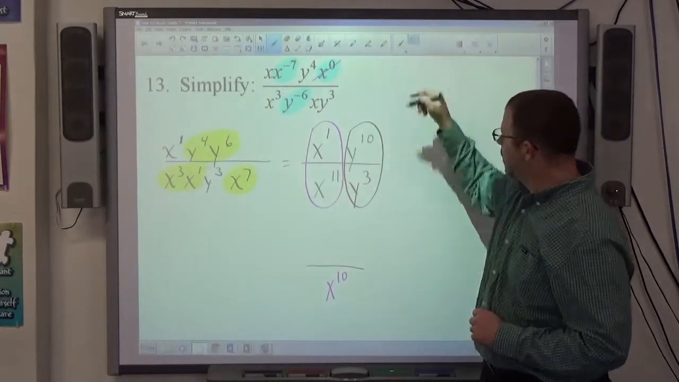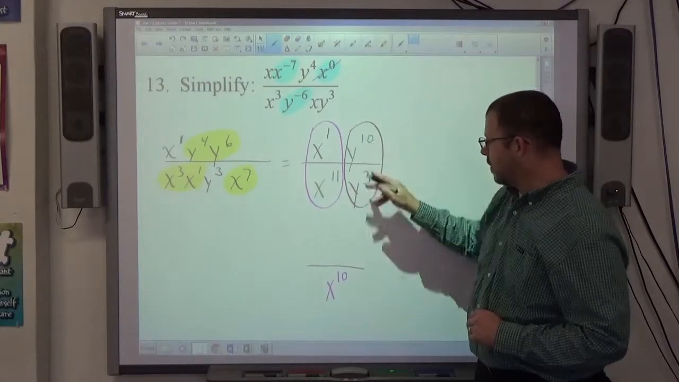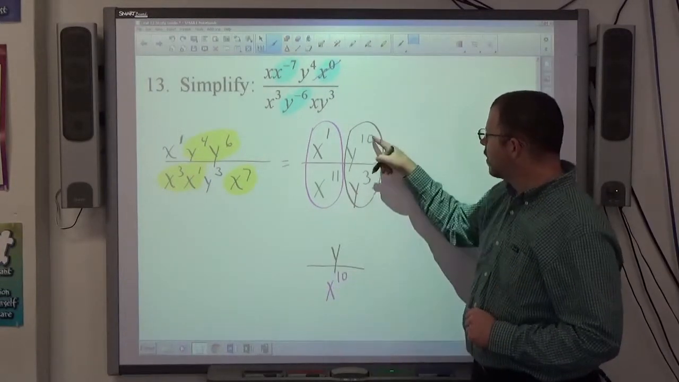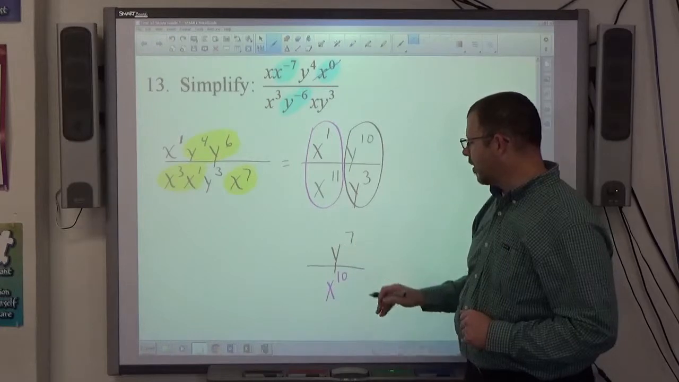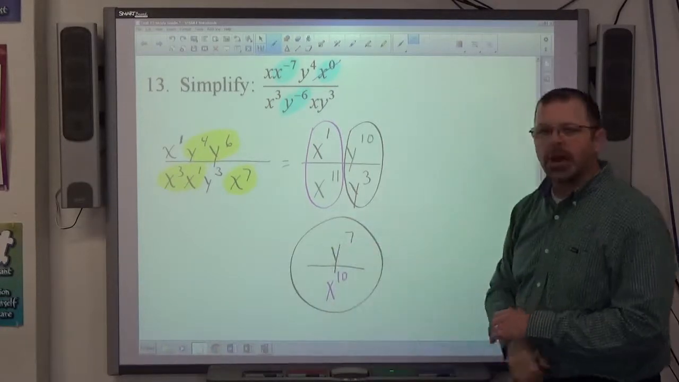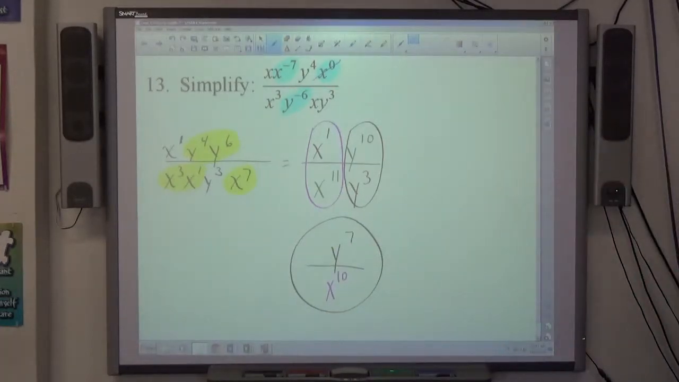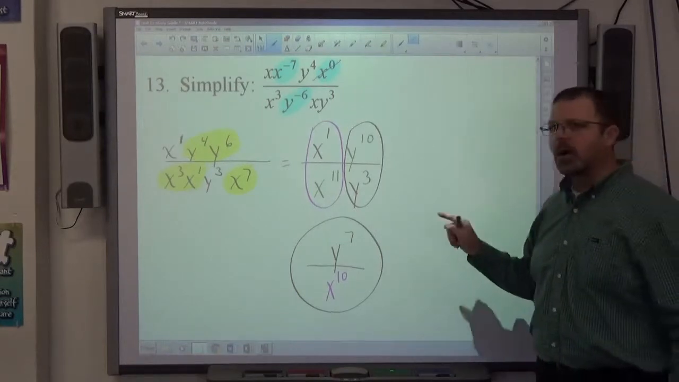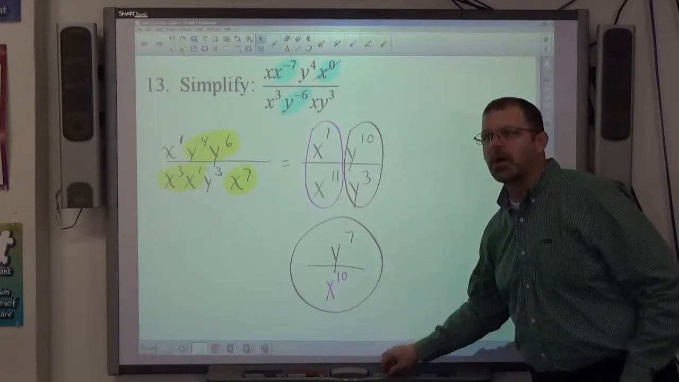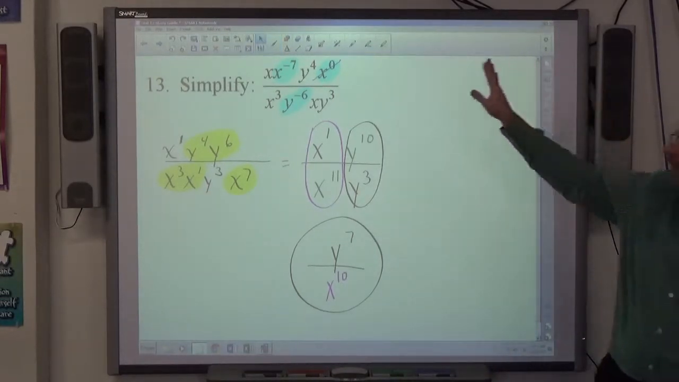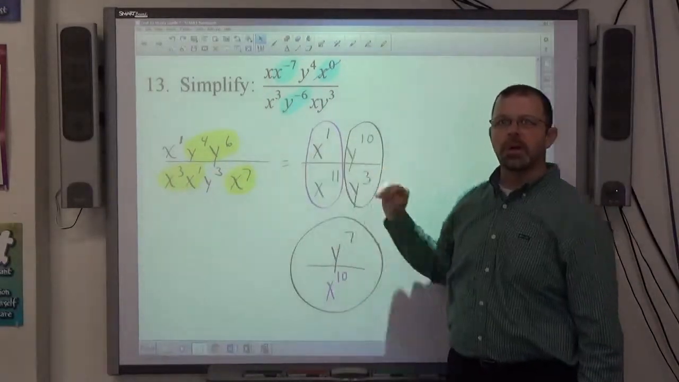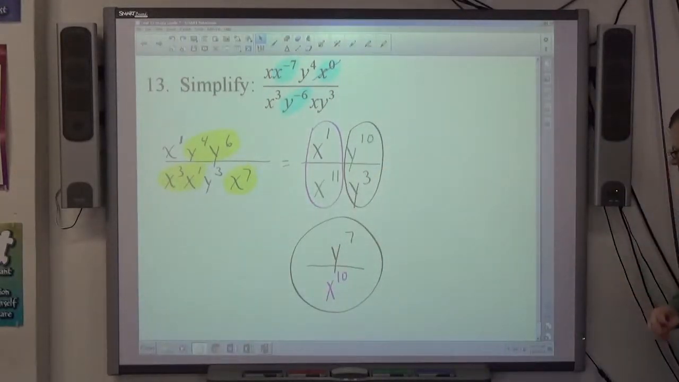For y, 10 and 3 are my powers, 10 is bigger, it's on top, that's where y belongs. 10 minus 3, big minus small power gets me 7. Once I have 1x, 1y positive powers, I'm done. I circle my final answer. There are no negative powers in final answers on these problems. Please always make the negative powers go away immediately and then just put everything where it belongs correctly. All powers stay positive from that point forward.